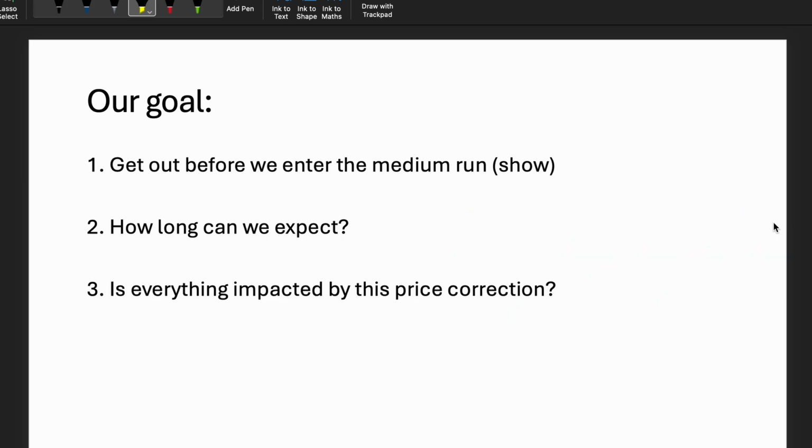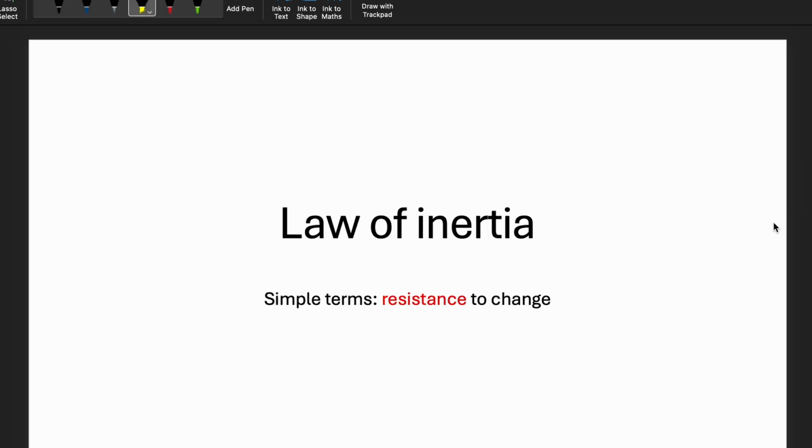So is everything impacted by this price correction that we see in the medium term? No. There are some things that are basically immune to this, and they are immune because of a financial principle called the law of inertia. In simple terms, this just means the resistance to change.